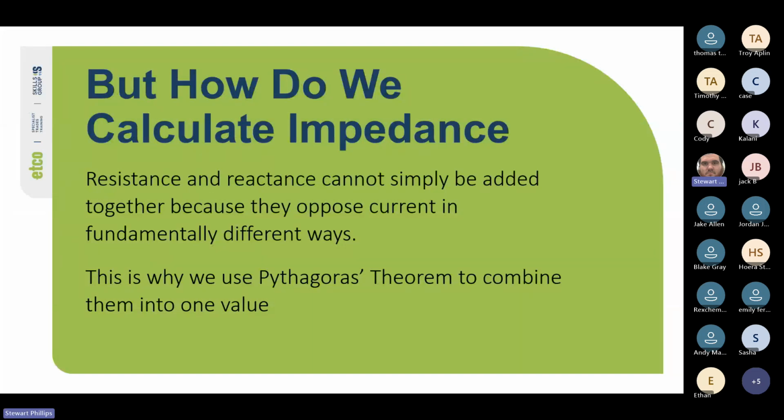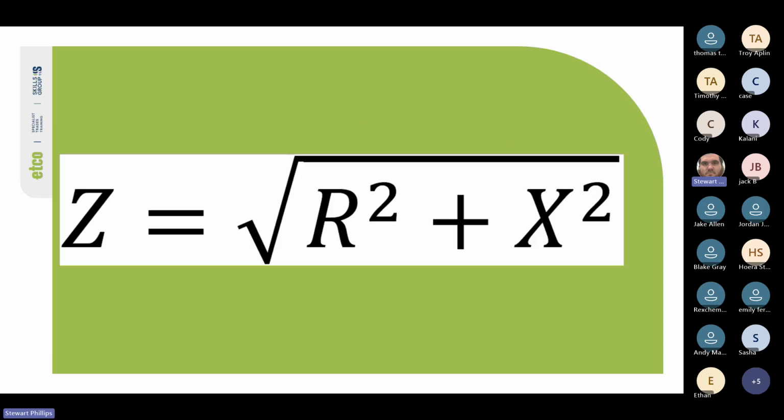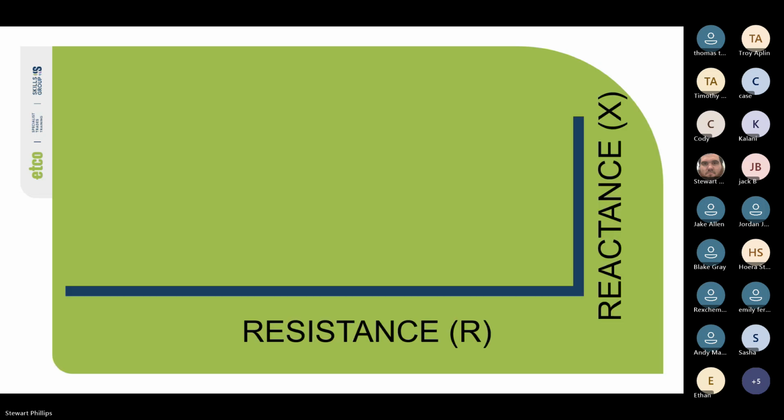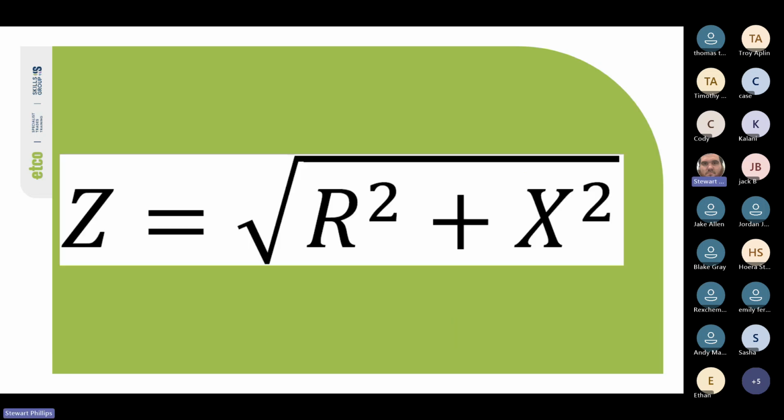So most of you got it. Because we think of it as a vector sum rather than adding them together, we have to use our Pythagoras theorem of Z squared equals R squared plus X squared. In this formula, resistance is treated as one side of a right angle triangle, and reactance is the other. The resultant hypotenuse is the overall impedance of the circuit.